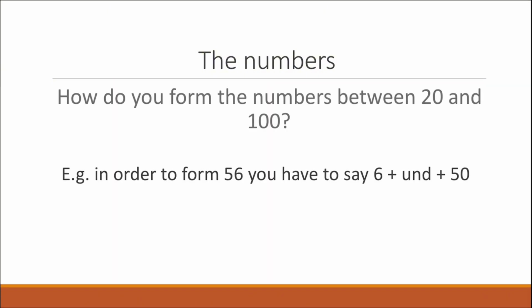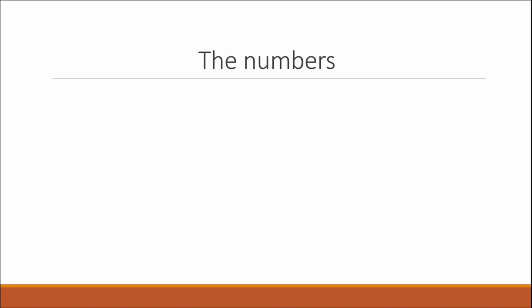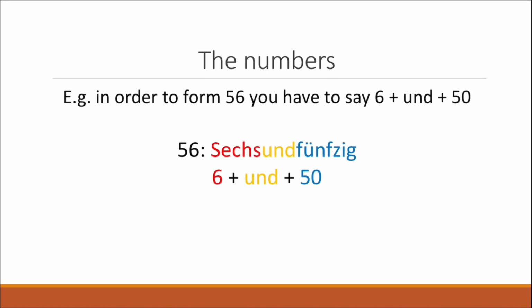Now, if you learn these numbers, then you would surely ask yourself, how can we form the numbers between 20 and 100? And this is very important because in German, it's kind of special. In order to build, for example, 56, in English you just say 50 and then 6, so it's going to be 56. But in German, it's kind of particular because in order to say 56, you say the German word for 56.